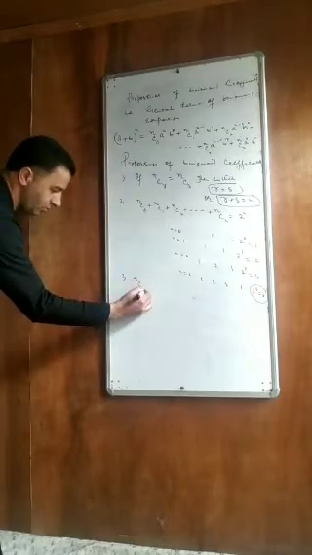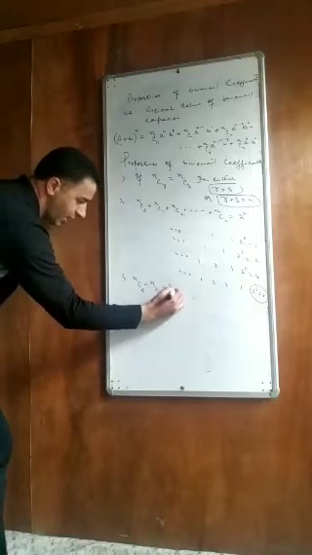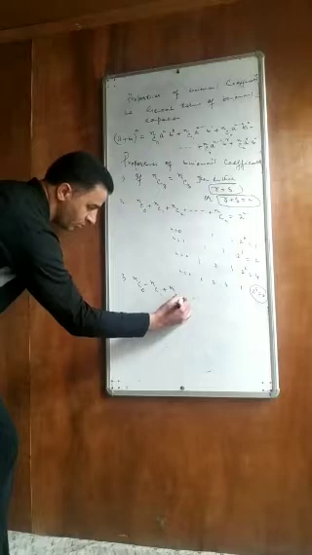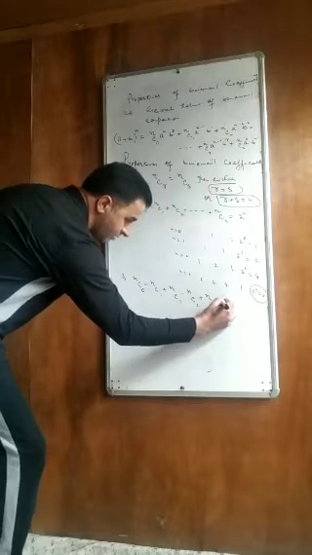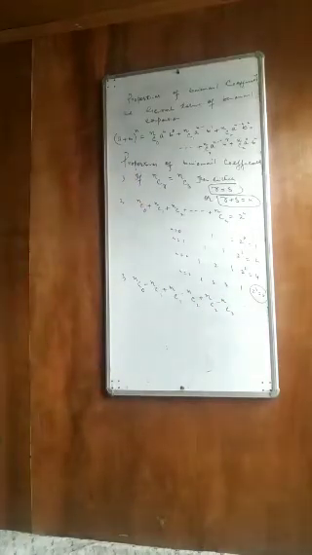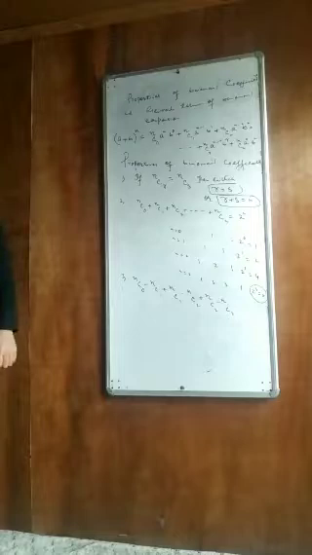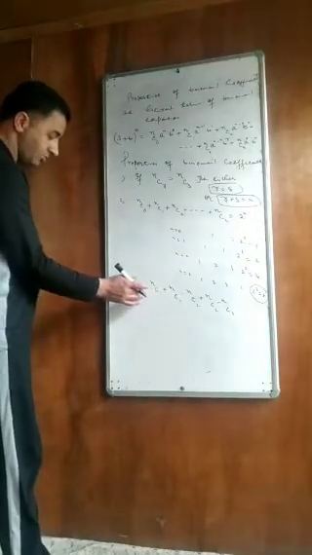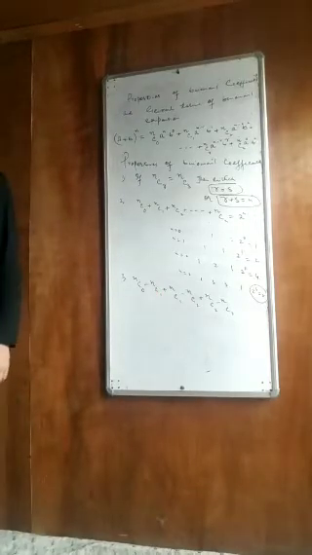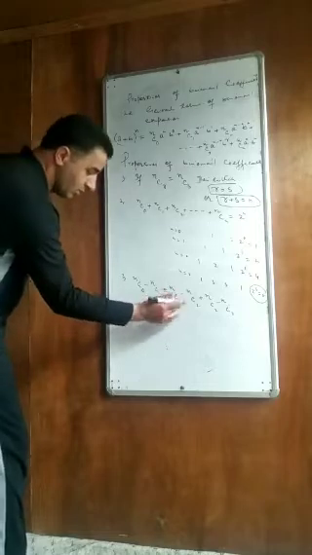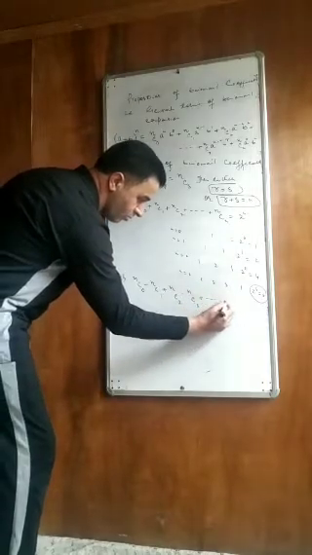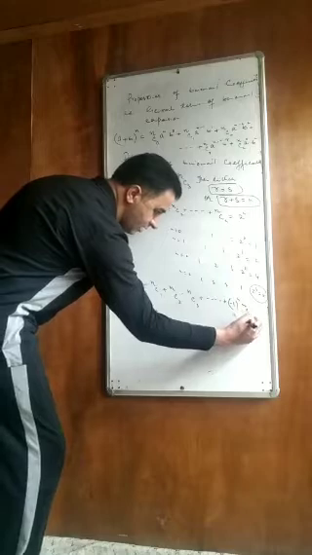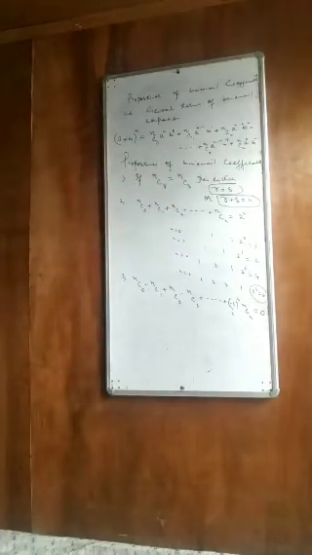And there is one more property, that is nc0 minus nc1 plus nc2 minus nc3 plus so on to minus 1 raised to power n into ncn, it is always equal to 0.